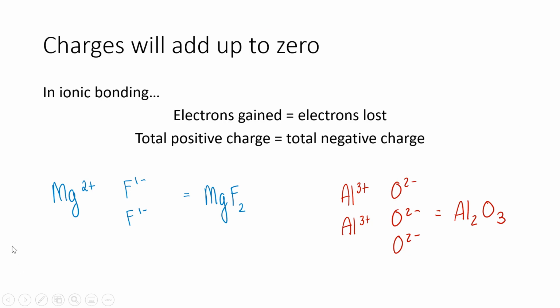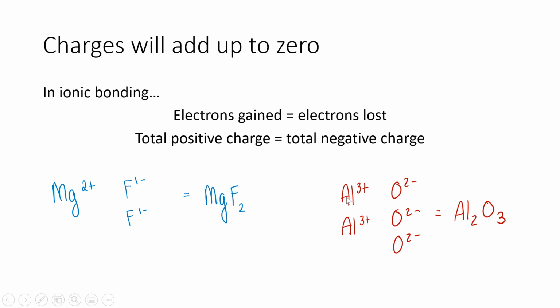As a result of the fact that electrons gained equals electrons lost, something else we will notice is that when you look at the ions that are formed, the total positive charge of your ions is going to equal the total negative charge. So basically the total charge of your cations will equal the charge of your anions. Like in the case of magnesium fluoride, magnesium forms a +2 ion. Each fluoride is -1. So you need 2 fluorides for every 1 magnesium.